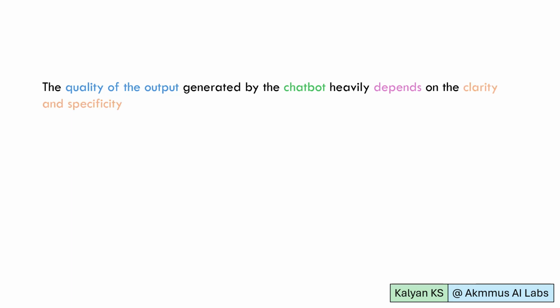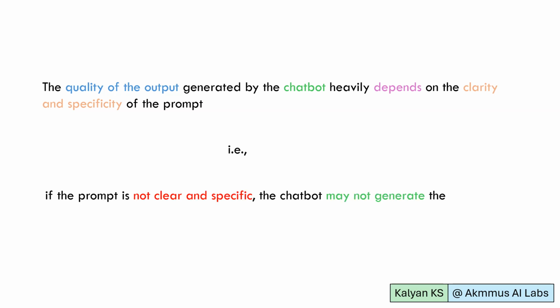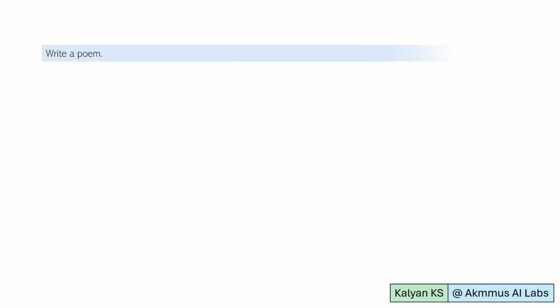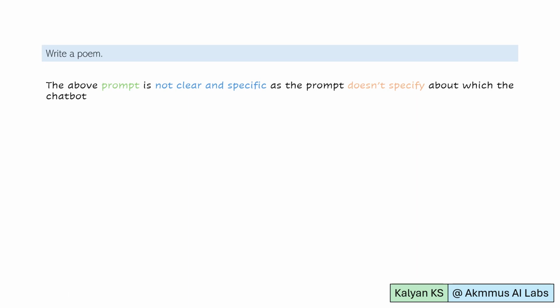The quality of the output, generated by the chatbot, heavily depends on the clarity and specificity of the prompt, that is. If the prompt is not clear and specific, the chatbot may not generate the desired output. Let us understand this with a simple example. Consider this prompt. The above prompt is not clear and specific, as the prompt doesn't specify about which the chatbot has to write the poem, and details like the length of the poem, etc.